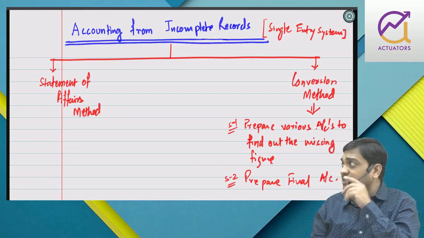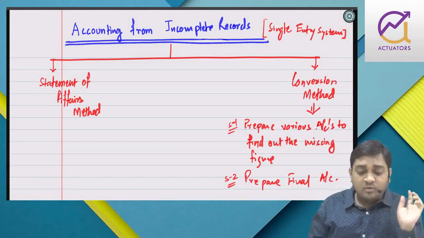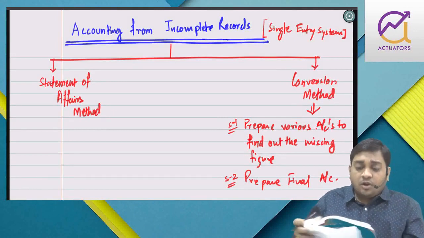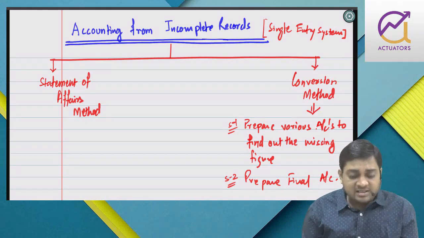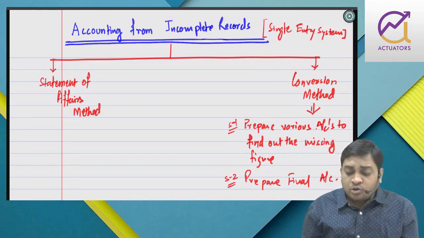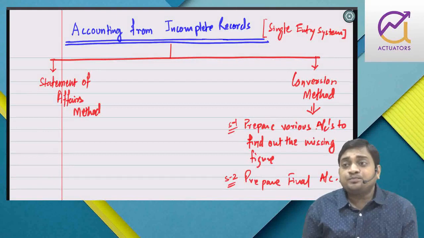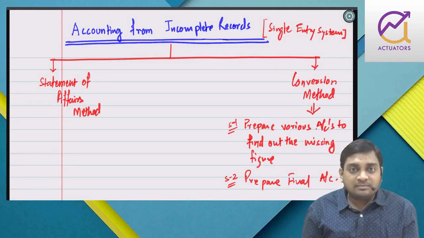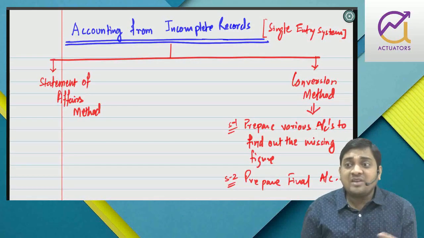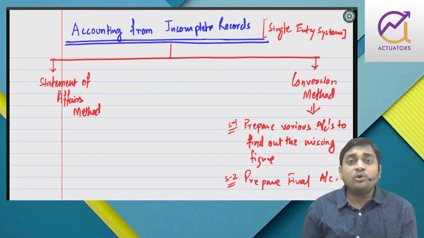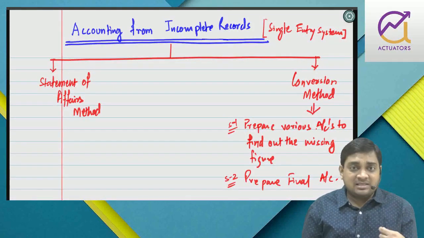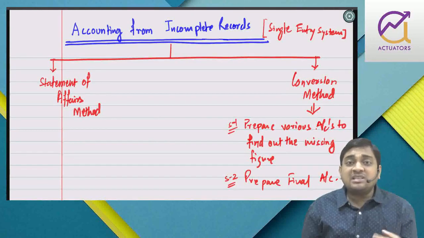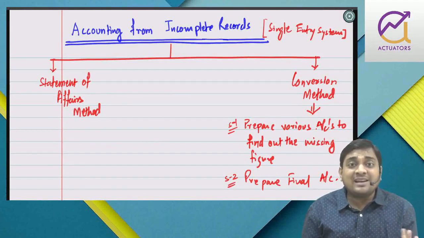We'll be starting with this conversion method only initially, and then we will move on to the statement of affairs method. Now what kind of information will be missing? I have told you that we maintain a list of some debtors and creditors and a few cash transactions. So there might be a case that you don't know how much sales you have done. You have a record of cash. You know what your cash position is, right? But you don't know your cash sales during the year, right? Further, you might have your debtor balances. You might have the amount received from collection, but you may not have the credit sales figure.